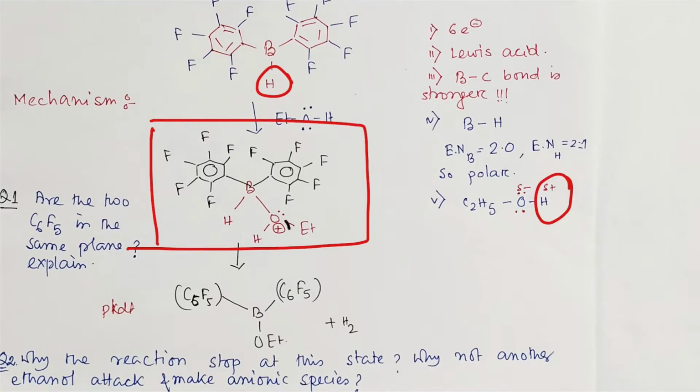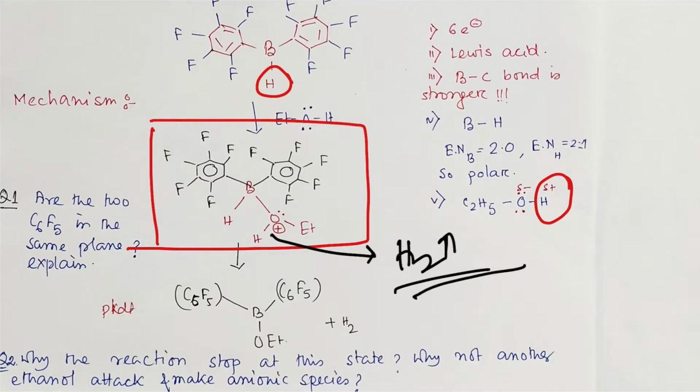This oxygen has a formal positive charge, so consequently it becomes relatively more electronegative. And how does it quench its formal positive charge? By removal of this proton. In short, we can say the polarity of this hydrogen increases further. So consequently the removal of these 2 hydrogens in the form of hydrogen gas becomes easier.